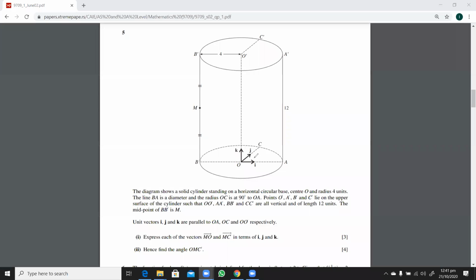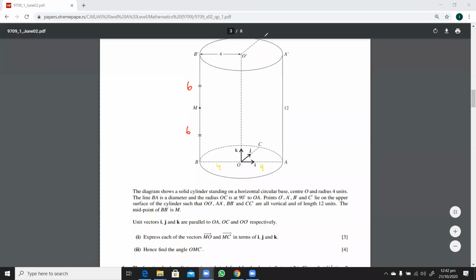Okay, guys, this is a question. We have done half of this yesterday. Just to recall that, we were given that the base is a circle of radius 4. So this much is 4, this much is 4, okay? And this one is 12. M is a midpoint, so this is 6, this is 6, okay?